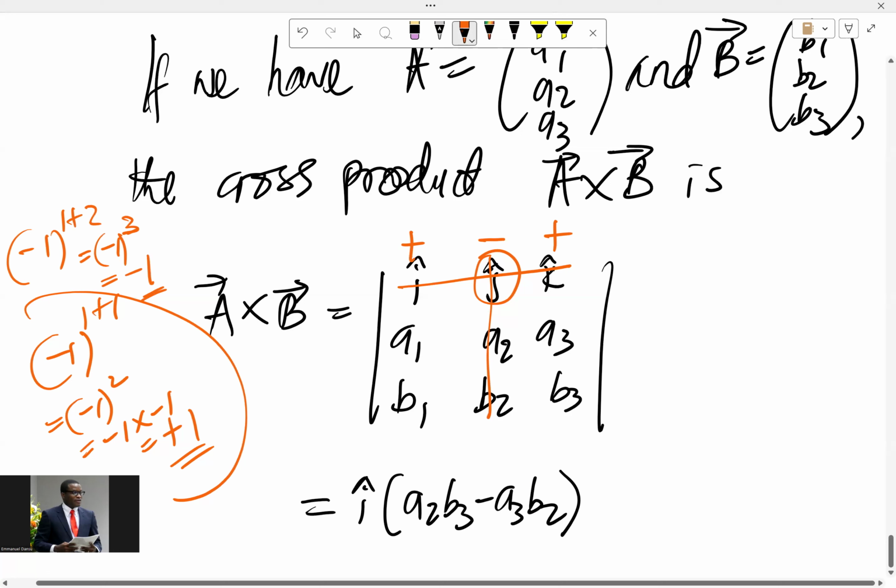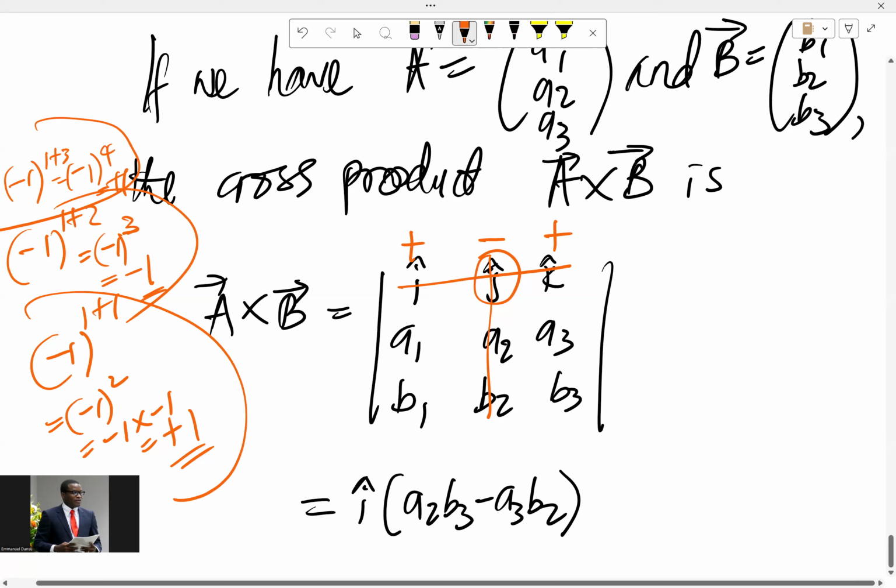And then this one is row 1, column 3. That is minus 1 raised to power 4. And that is plus 1. That is why you have plus, minus, plus, in case you're wondering how that comes about. That's what I've just explained.